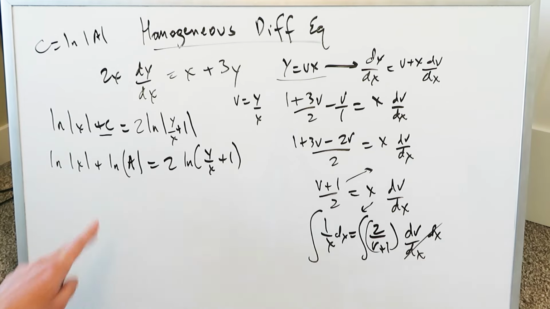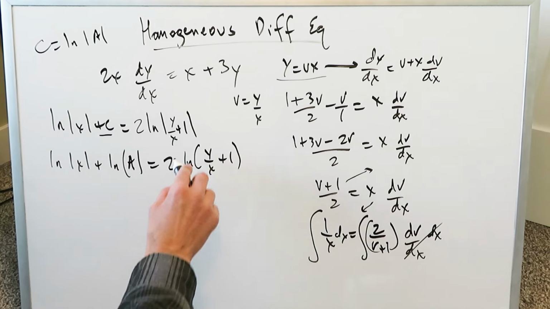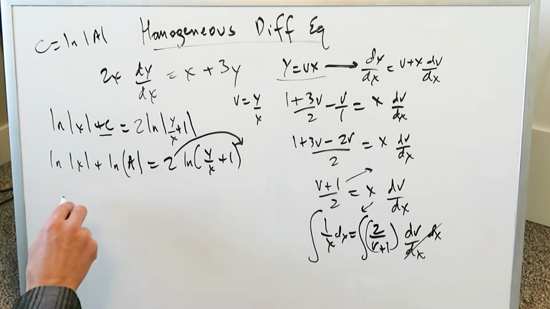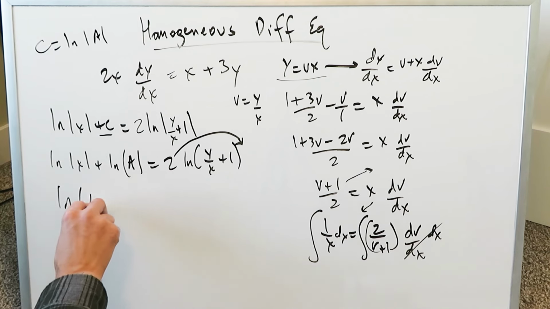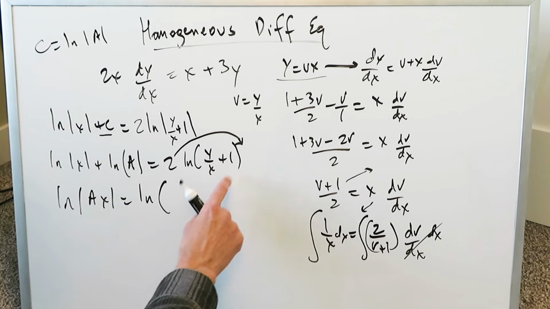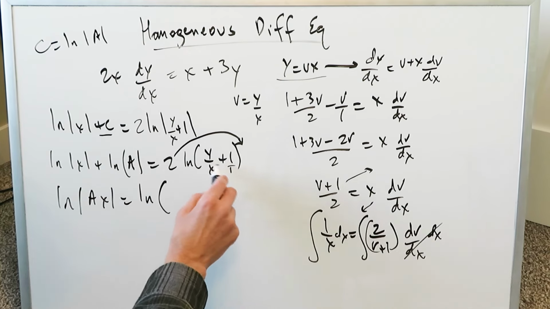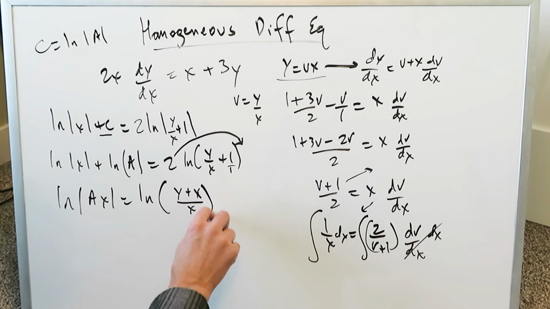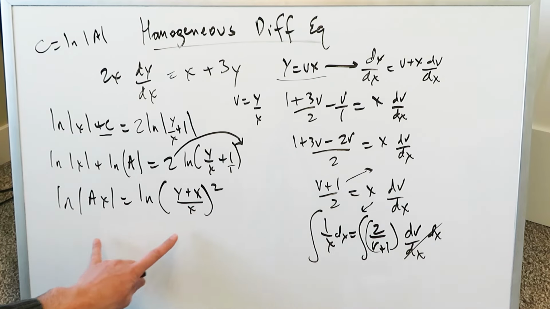You can combine these under a common log by means of their product. Also notice very well this fact right here. This 2 can come right here as an exponent using the properties of logs. You basically have natural log ax is equal to natural log. You can do a common denominator here. 1 over 1 plus y over x. You'll have y plus x over x, all of this squared. You see how you're getting all of this?